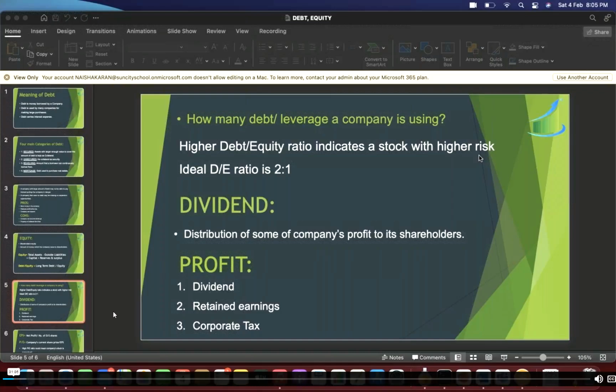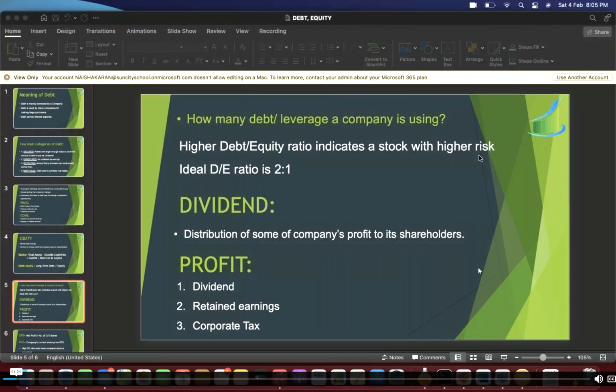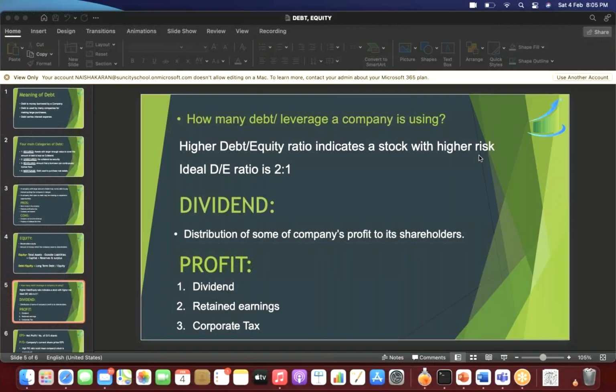Last session, that is yesterday, we had done debt equity ratio. If we have any problem in the debt equity, please let me know.